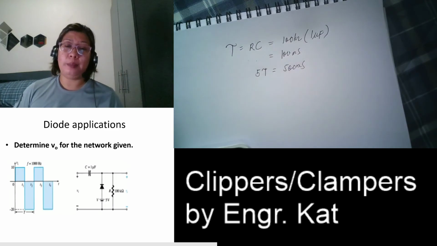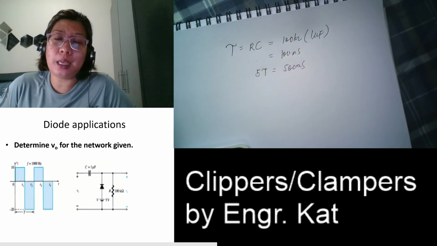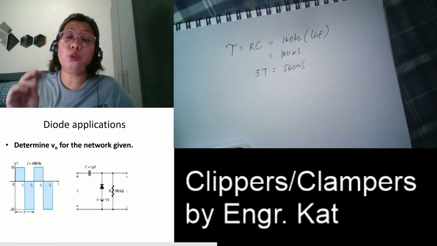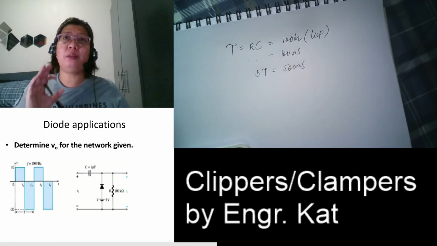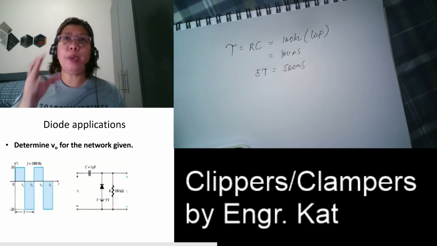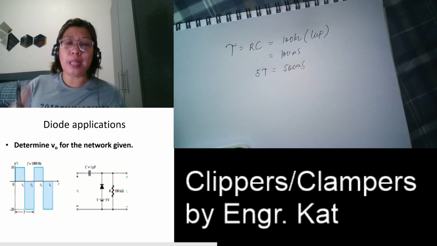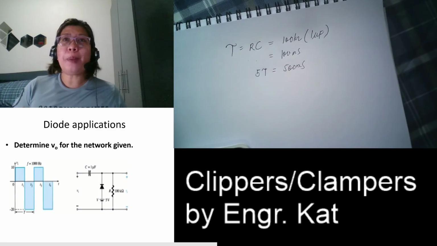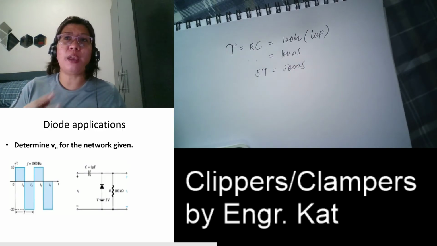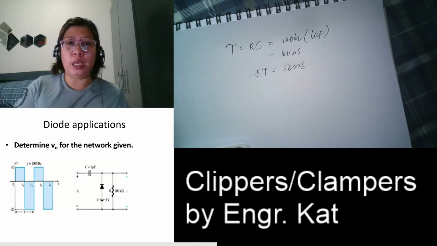What do you mean by that? So we need 500 milliseconds once to fully charge your capacitor. And you also need 500 milliseconds to fully discharge it. So we have to make sure that during the time that your diode is not conducting, your capacitor does not discharge very, very fast. Okay? So we need to determine your input.